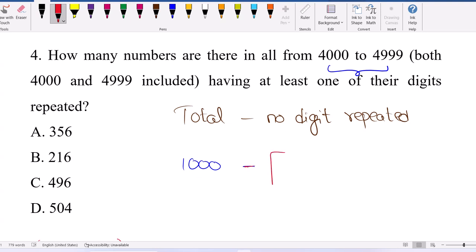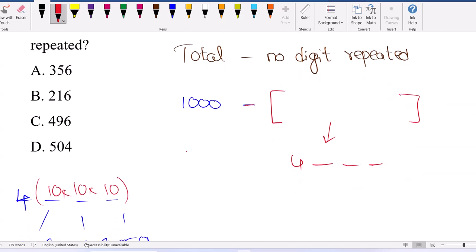Minus, sir, what is this no digit repeated? It should start with 4. This is a 4-digit number, and this is already fixed. You are worrying about only 3 slots, and the problem is you cannot use 4. Already 4 is used. The number should have no repetition. Already 4 is there. Again, if 4 comes among those 3 slots, the entire number has some repetition involved.